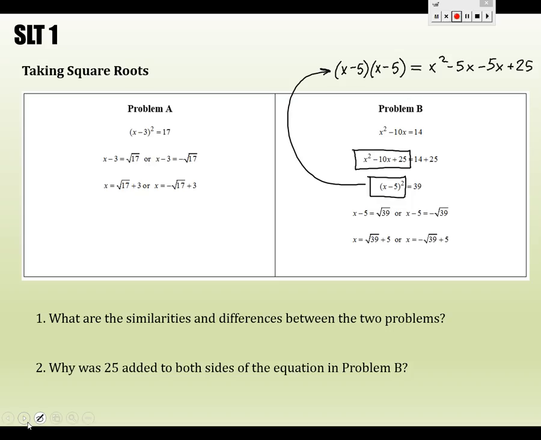Let me throw a couple more slightly more challenging completing the square problems at us here, okay? Because this was very convenient, but what if we had, say, let's do this one, x squared, we'll do a minus again, I don't know, plus 5x equals, whatever, 8. All right, fine.